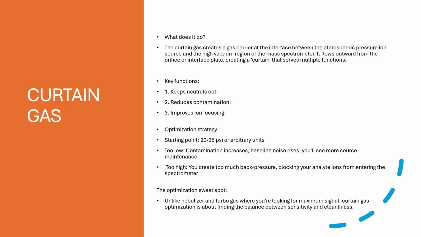And for routine analysis, especially in complex matrices like biological samples, I would recommend favoring slightly higher curtain gas values, around 30 to 35, to prioritize system cleanliness and reduce maintenance frequency. Even if you sacrifice 10 to 15% sensitivity, it is okay. The trade-off is usually worth it for long-term robustness.